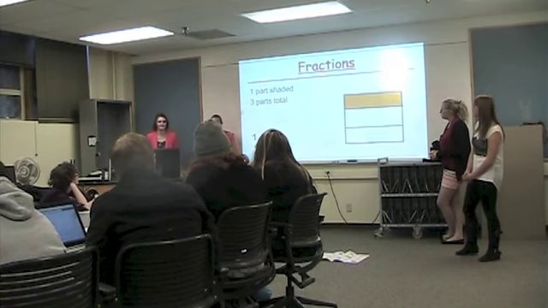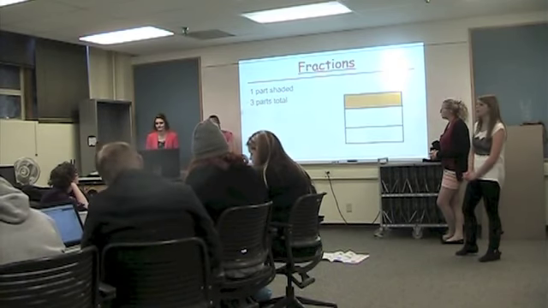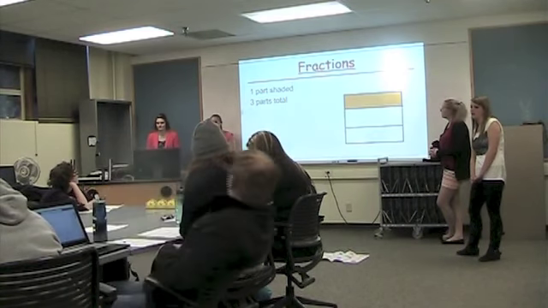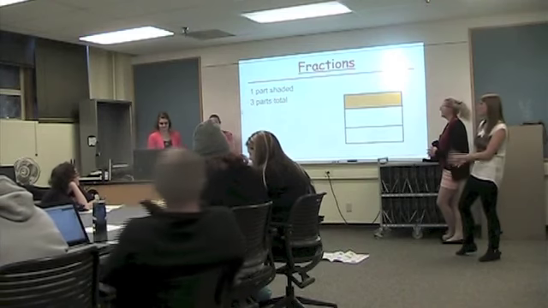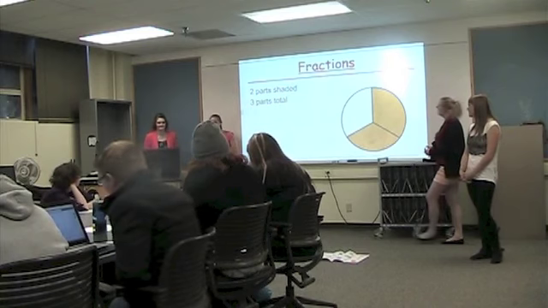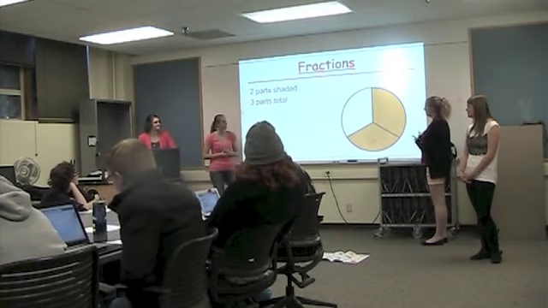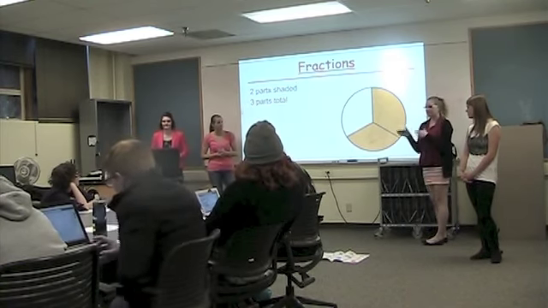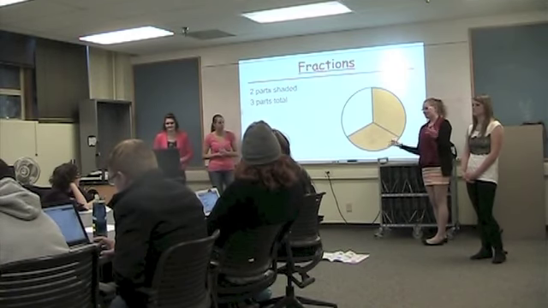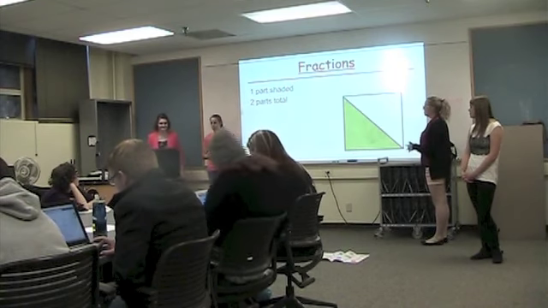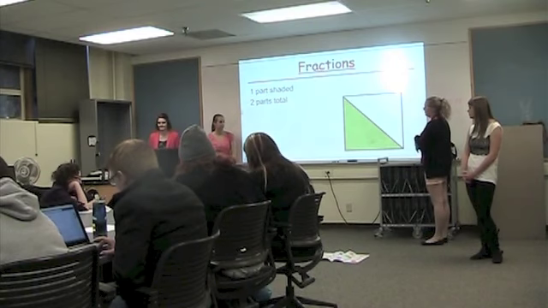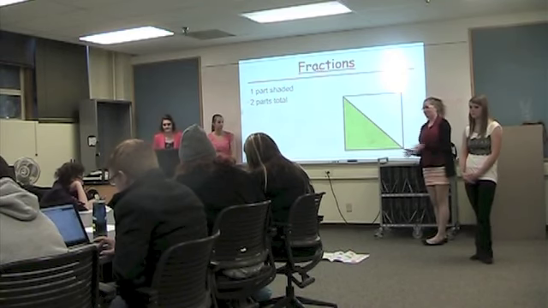And then this one is 3 parts total, and how much of it is shaded in? 1/3. Yes. One part. Yes. Okay. In this case, the whole is the circle, and there are 3 parts total, and there are 2 parts shaded, so that makes 2/3. And here we have a square, and it's divided into 2 parts, and 1 part is shaded, so it's 1/2 of a square.